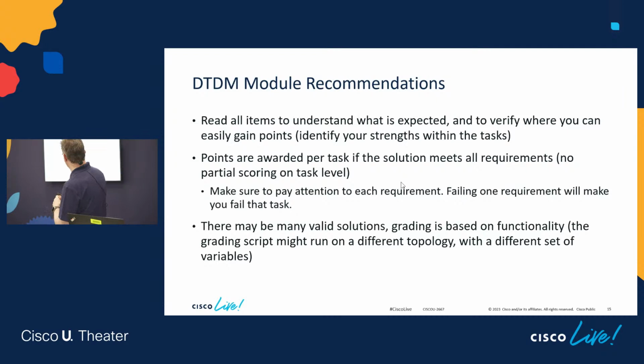Points are awarded per task if the solution meets all the requirements. So we'll give you a question, and I'll have an example for this one as well. We'll give you a question with requirements, constraints, validation steps, and you have to comply to all of the requirements and also to the constraints. If you miss one of the topics in the requirements, you fail the question. There's no partial scoring, right?